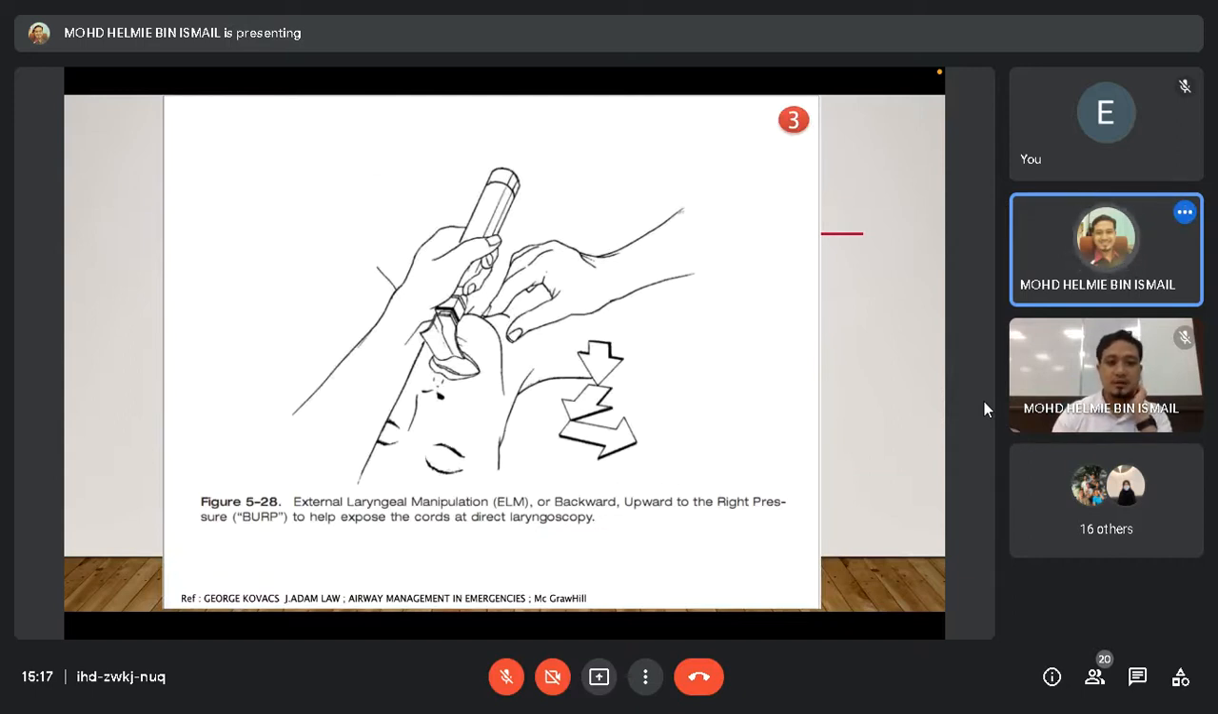Alright, this one is the BURP maneuver. We can do it either bimanually, which is one operator, or with the intubator, which is the intubating operator, using either technique, because bimanual is a one-operator technique and then there is a two-operator technique. You need to give pressure backward, upward, and rightward, in order to visualize or to expose the cords at direct laryngoscopy. Alright.